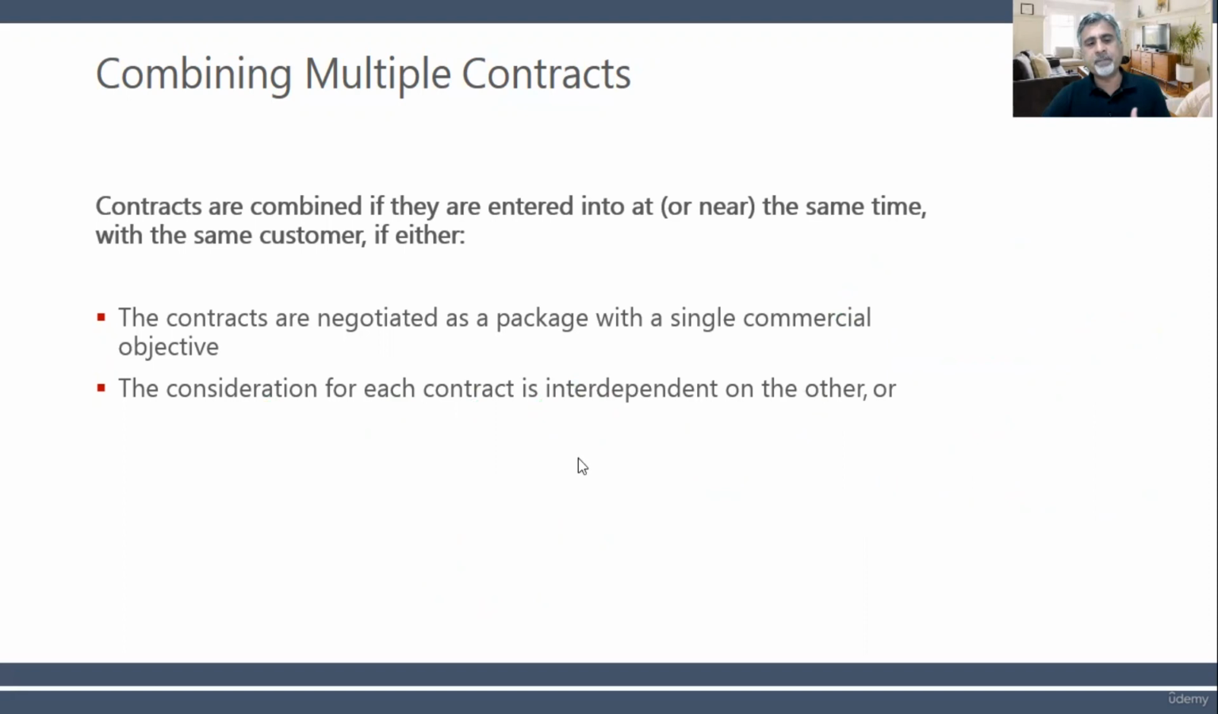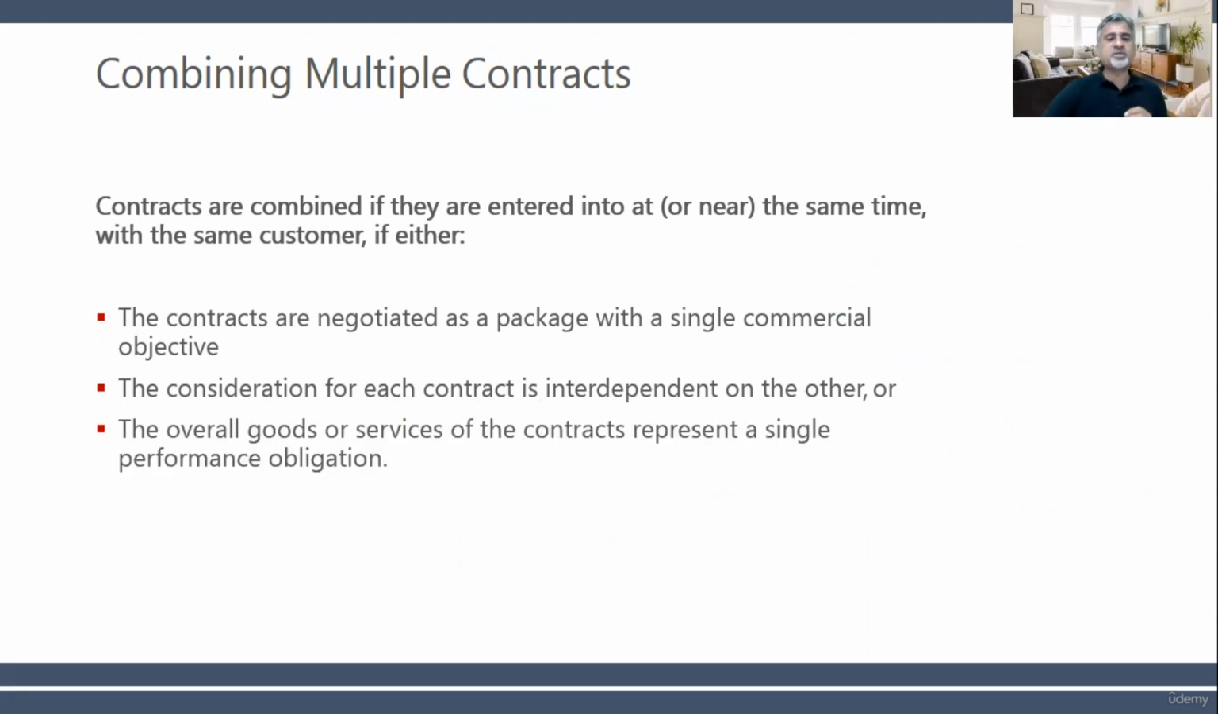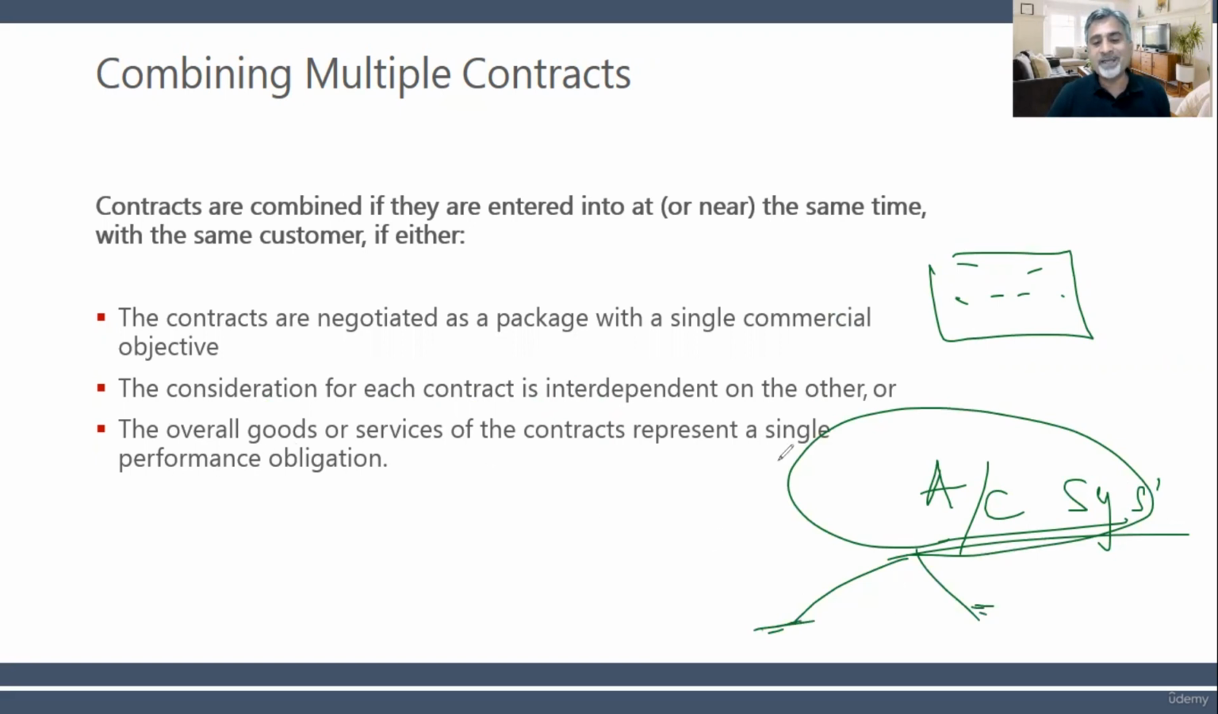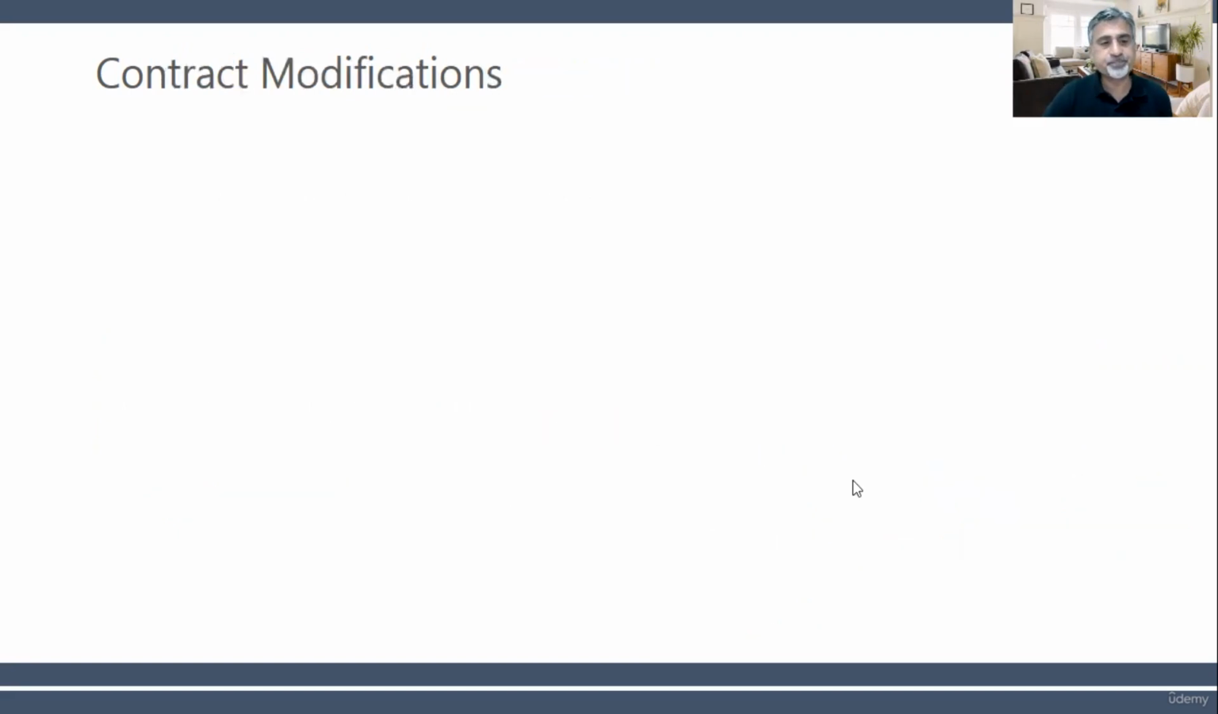So we say combining multiple contracts, and the overall goods or services of the contract represents a single performance obligation. A single performance obligation means that completing that construction site, which includes 5 buildings, or maybe installation of an air conditioning system in our building, in our office. So ultimately, there are 2 different performance obligations, but these 2 performance obligations satisfy one single performance obligation, which means establishment of that air conditioning system.